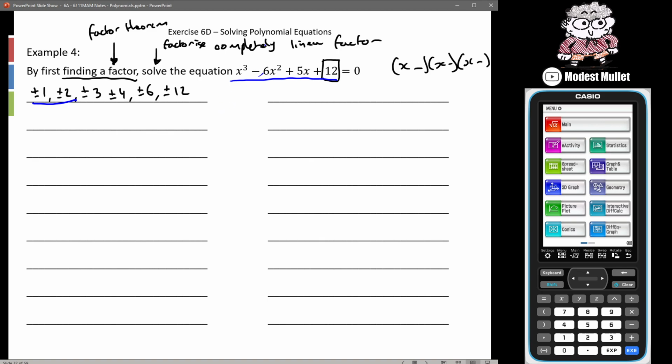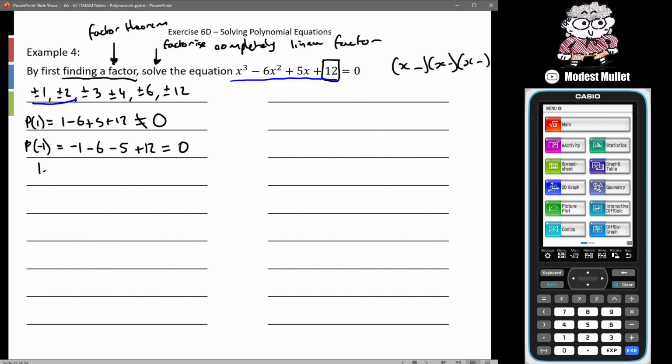So I'm just going to straight away do plus or minus 1. So p of 1 is equal to 1 minus 6 plus 5 plus 12. That does not equal 0, so that's no good. P of negative 1 is equal to negative 1 minus 6 minus 5 plus 12, and that is equal to 0. So there we go.